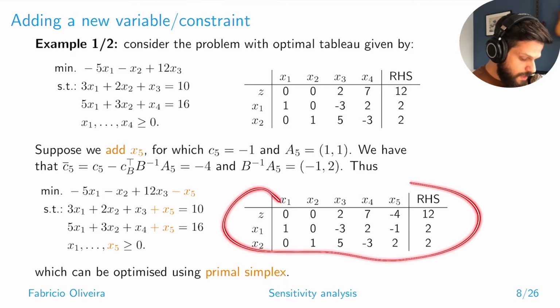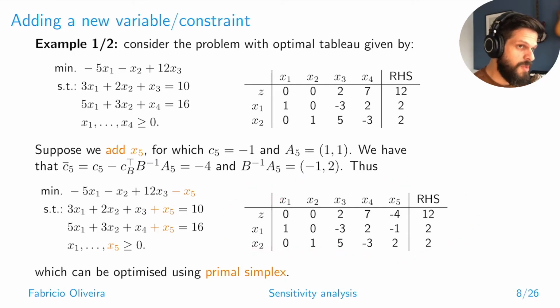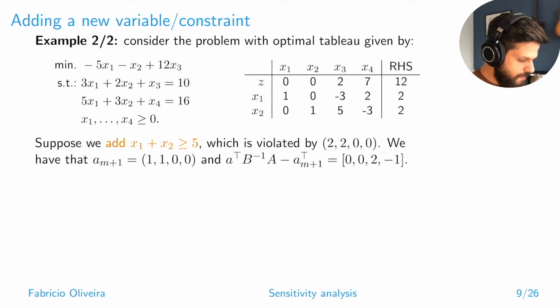And that, you can see, is a tableau that is screaming for primal simplex. Make this my column, select the column, then my ratio test to see which one is going to leave the basis, and so on and so forth. Okay, and that's it. Now, in the same example, let's think of the case where we add a constraint.